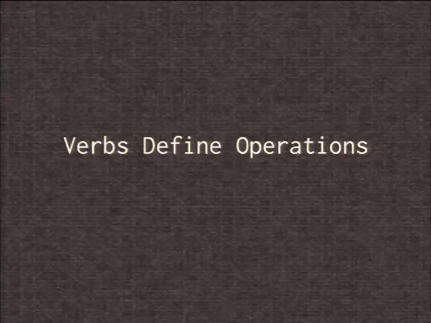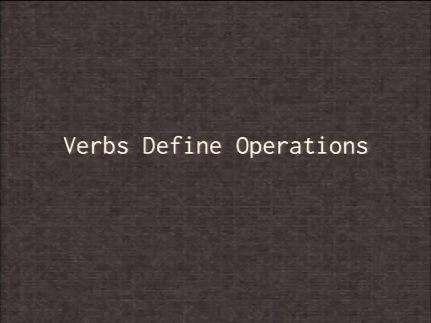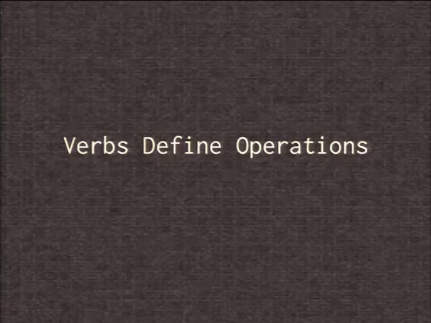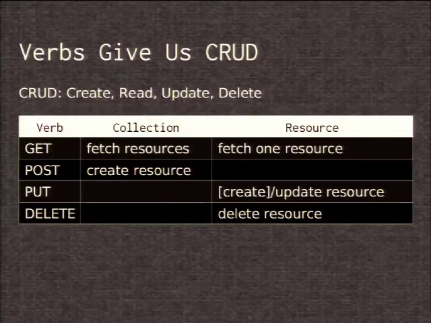Verbs define the operations that we perform on our resource. So we use the same URL regardless of whether we are reading a resource, creating one, changing one, or deleting one. And the verb tells us which of those things we're doing. As web developers, you already know about GET and POST. I'm going to add two more into that list for you, and that's the PUT and DELETE verbs.